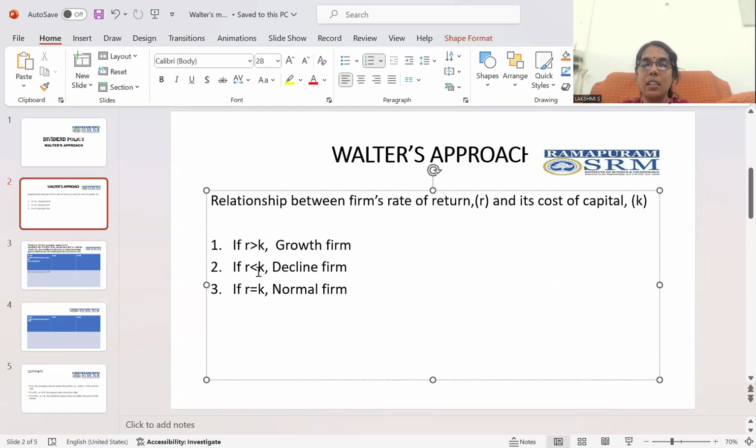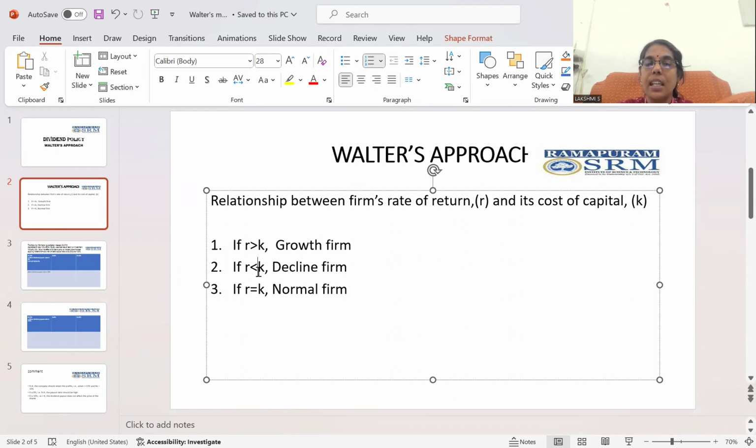Suppose you earned only 25 rupees as a rate of return and the cost of capital is constant, for example, 50 rupees. Here we earn only 25 rupees as a return, but we have to pay 50 rupees as a cost of capital. So we are in a deficit of 25 rupees. So the rate of return is less than the cost of capital, which means we have to distribute the entire 25 rupees as the dividend to all the shareholders, and we have to borrow the extra 25 rupees from the outsiders to distribute as dividend to the shareholders as well as interest to the debenture holders. Then we call it a decline firm.